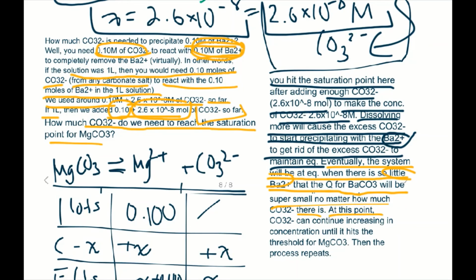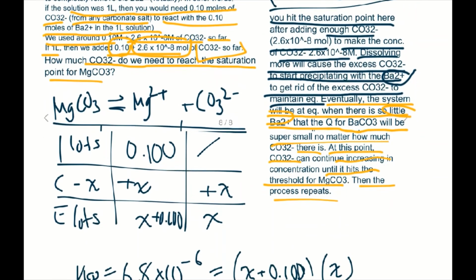So at this point, CO3 can continue increasing as it wants instead of reacting with the barium, since there's no more barium essentially. So it will continue going up and up until it hits the threshold for magnesium carbonate. So the process of precipitation will repeat again if you add enough carbonate. So let's read this question.